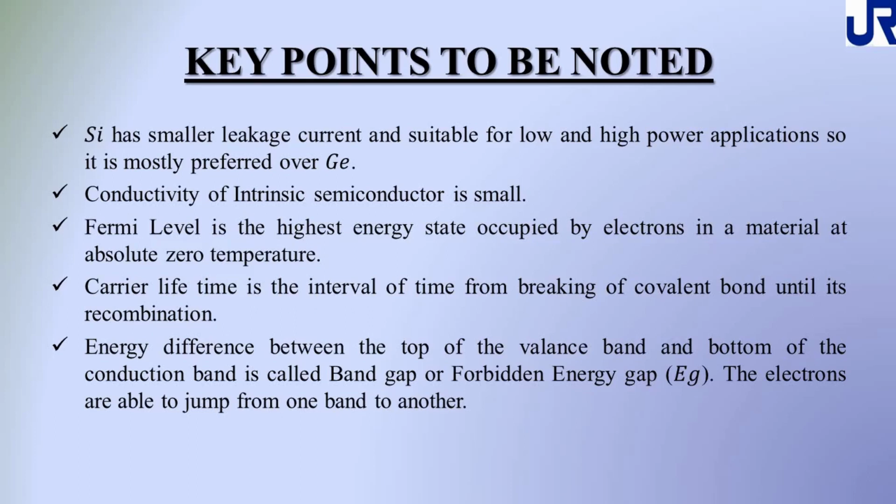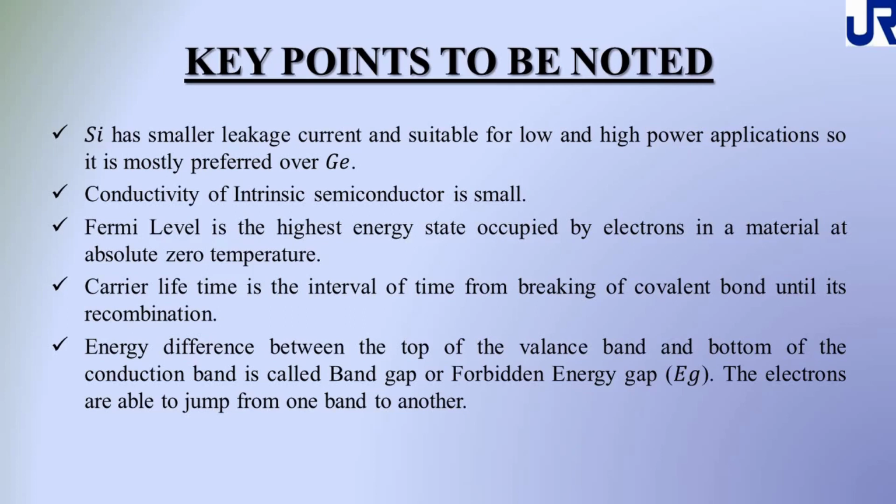These electrons sit at a level just above the other electrons. So this level is called the Fermi level. The next is carrier lifetime. It is the interval of time from breaking the covalent bond until its recombination. When the covalent bond is broken, the electron will recombine wherever another electron is. So the time required after breaking the covalent bond until its recombination is called carrier lifetime.